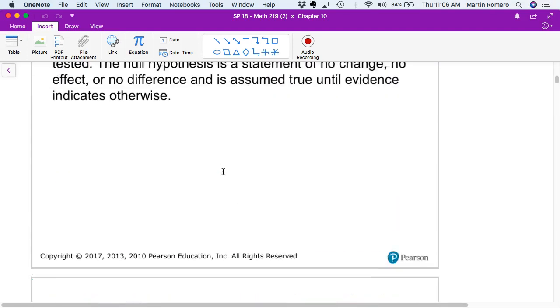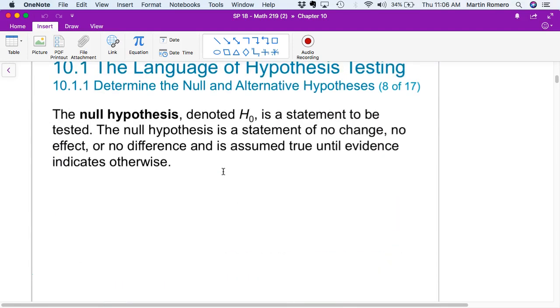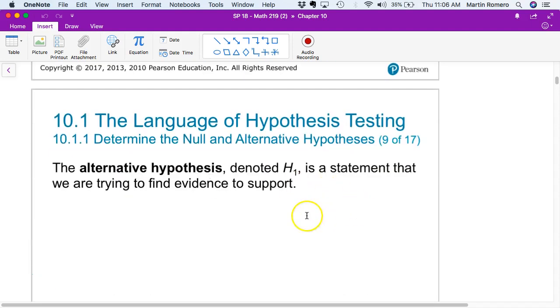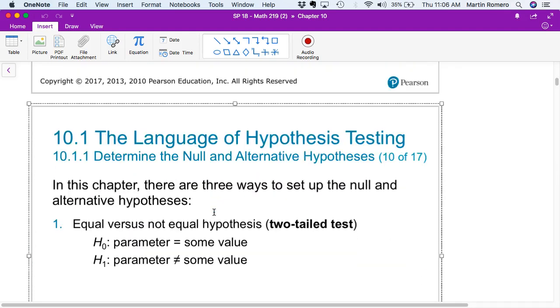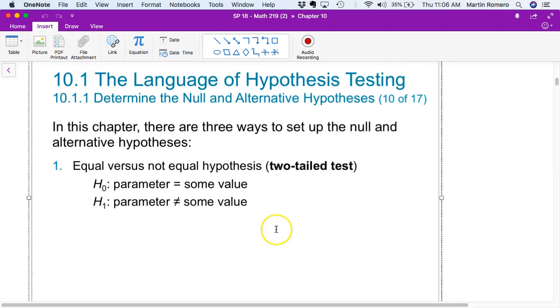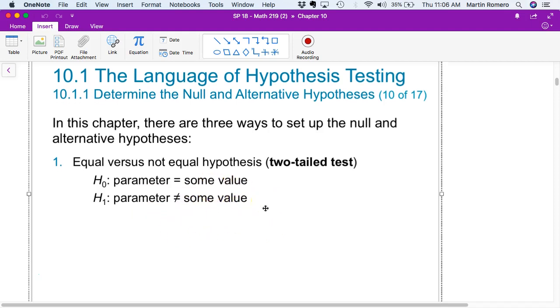what we're doing here. We're given a null hypothesis, which is a statement to be tested. Alternative is a statement that we're trying to find evidence to support. And then we've determined that there are three types of tests we can run. One's called a two-tailed test, and that involves when we say something is not equal, when our alternative hypothesis is some parameter is not equal to some value that was stated in the null hypothesis. That's a two-tailed test.